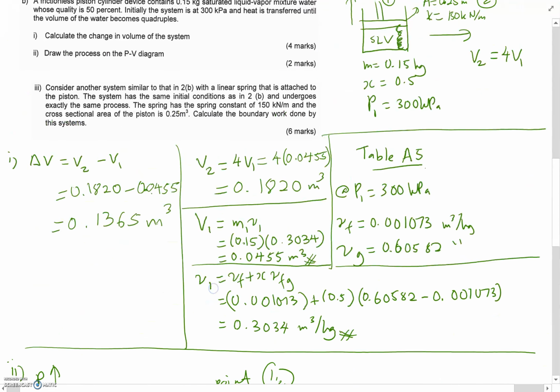Okay, have we answered the question? Calculate the boundary work done by the system. Okay, that's all.